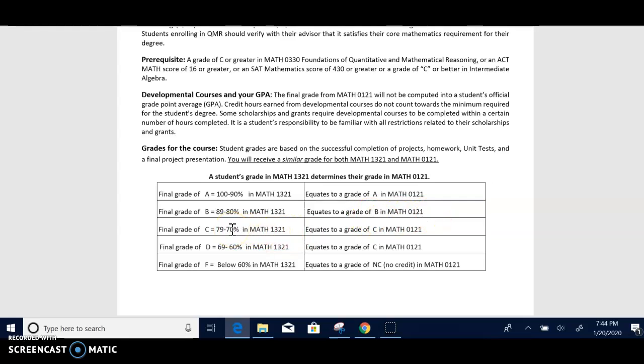If your final grade, again, is in the 70s, then you'll get a C in the lab course. If your grade is in the 60s in the course, then you will actually get a grade of C in the lab course, meaning you might have to retake the course, but you would not have to take the lab portion. Finally, if you have an average that's below 60%, your grade in the regular course would be an F, and your grade in the lab would be a no credit. If you fall in this category, you'd have to take both the class and the lab over again.